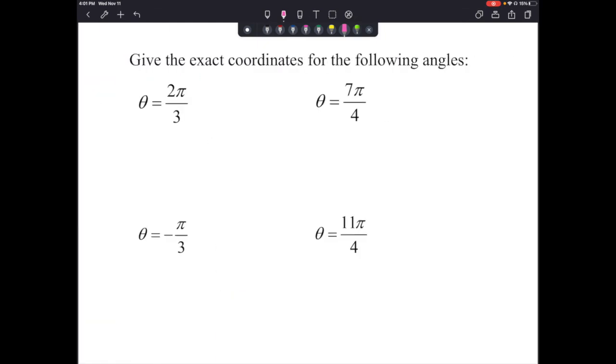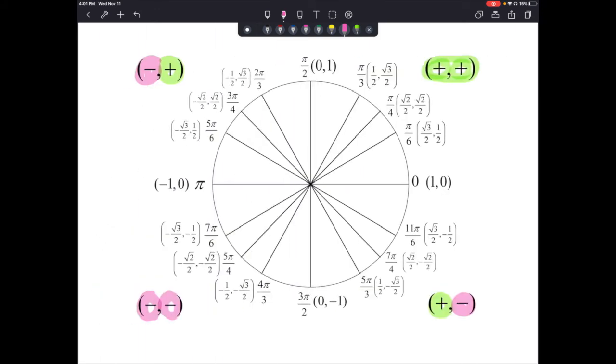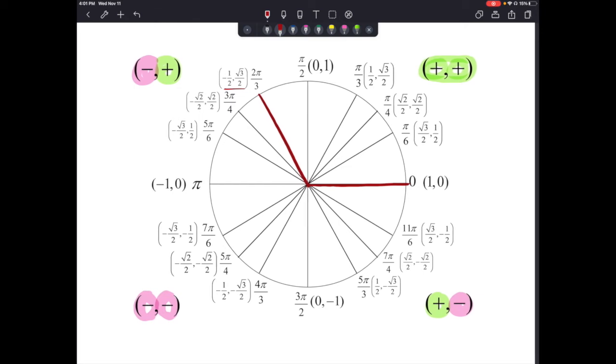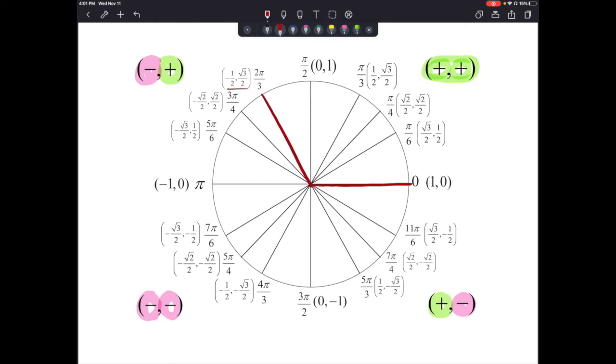So these say give the exact coordinates for the following angles. And right now, if you need to take it here and look at it there, if I said 2 pi over 3, I know that I could say, all right, well, 2 pi over 3 is this angle that opens up and goes up here. What's the coordinate? Well, these are the coordinates, negative 1/2, radical 3 over 2. Okay, but you need to think about this triangle that's formed.